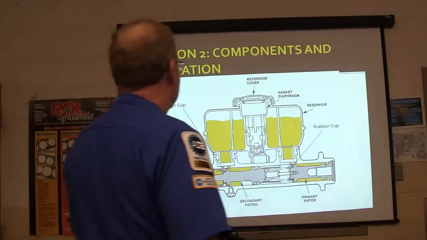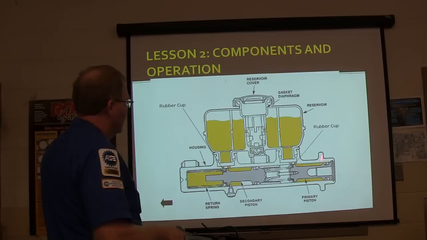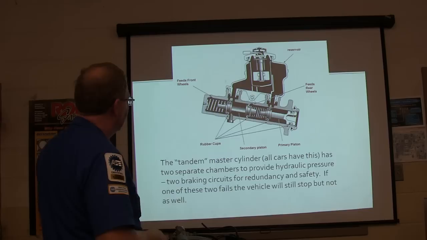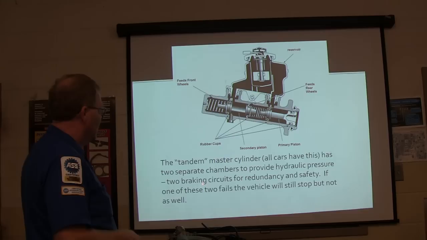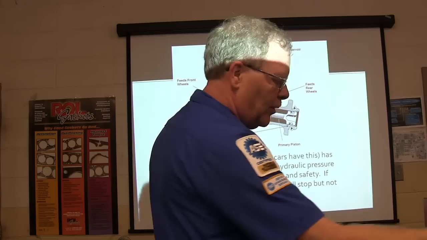Okay, lesson 2, components and operation. All right, here's your reservoir. I actually should have painted that the same color as that. You got a secondary piston, you got a primary piston, right? Rubber cups right here, and this piston pushes this piston. There's a tandem master cylinder, and all cars got it. There are two separate chambers, and they provide hydraulic pressure, two braking circuits for redundancy and safety. So if you get a leak somewhere in one part of your brake circuit, it will still stop for the other part.